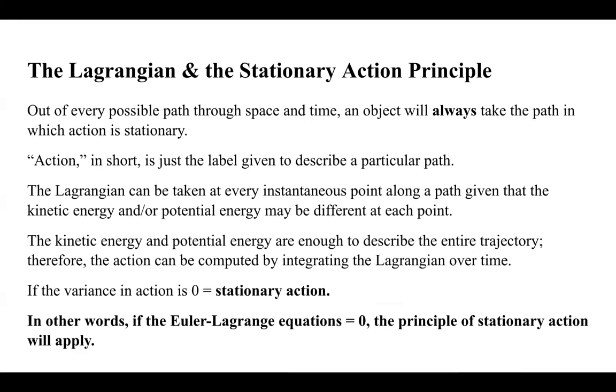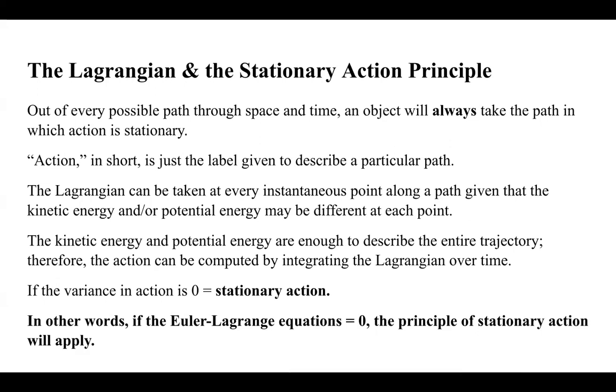Next, I wanted to research a little bit about the Lagrangian, and I learned how it is related to the stationary action principle. Out of every possible path through space and time, an object will always take the path in which action is stationary. Action, in short, is just the label given to describe a particular path. The Lagrangian can be taken at every instantaneous point along a path, given that the kinetic energy and/or potential energy may be different at each point.